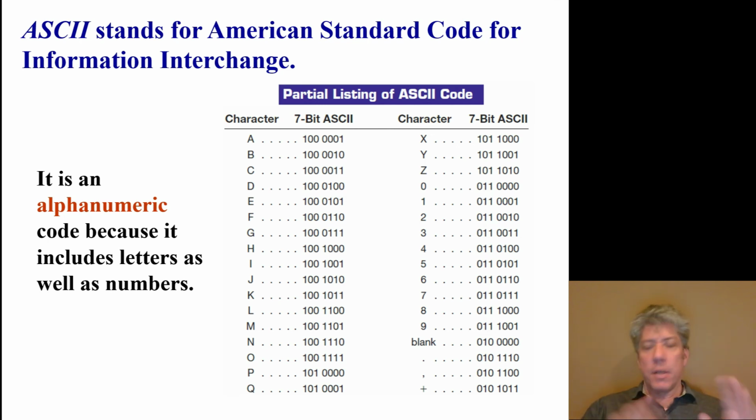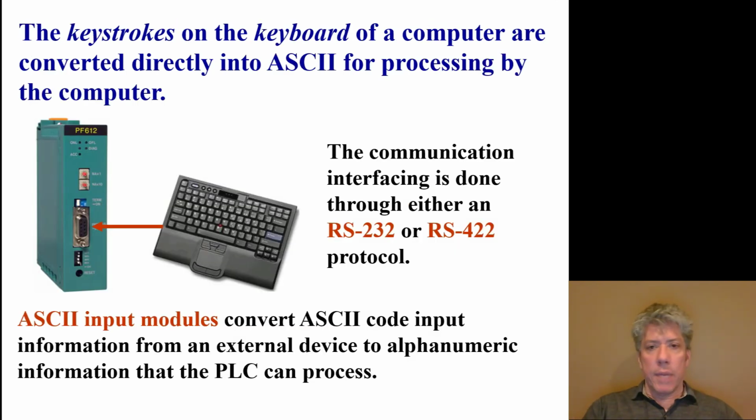So if you type an email to somebody, "Hi, how are you?" then each one of those characters will have its own grouping of 7 bits that represents that character. So when you type on a keyboard, all your keystrokes get changed into ASCII characters and can be communicated then over protocols and then interpreted properly at the other end.